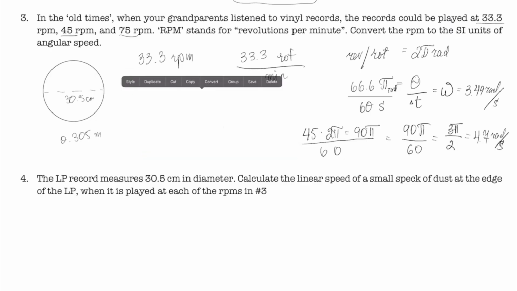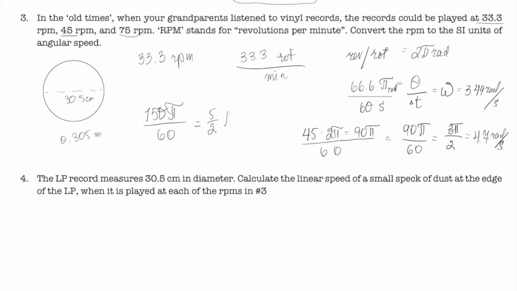By the same token, I just do 75 times 2 is 150. 150 pi divided by 60, that is like 5 halves pi. That is like 2.5 pi rads a second. And you can keep it like that, or you can actually use your calculator. 2.5 pi, that's 7.9 rads per second.